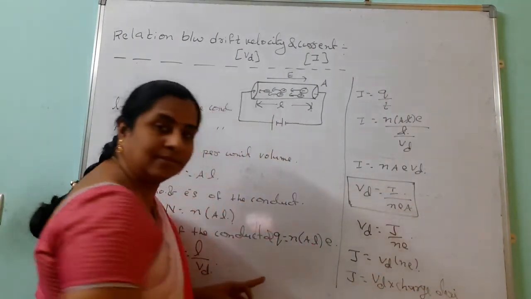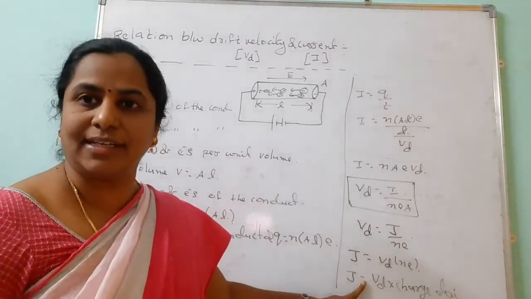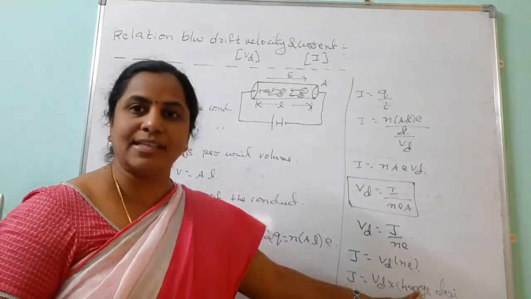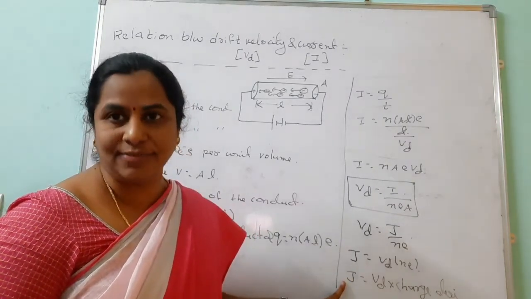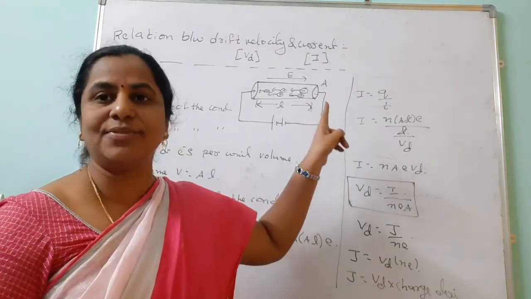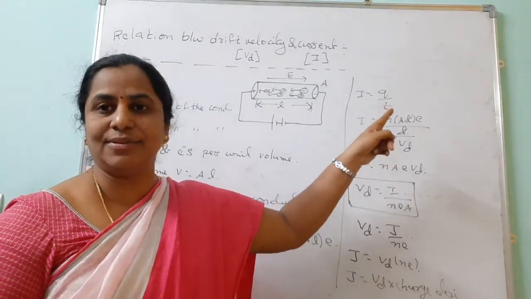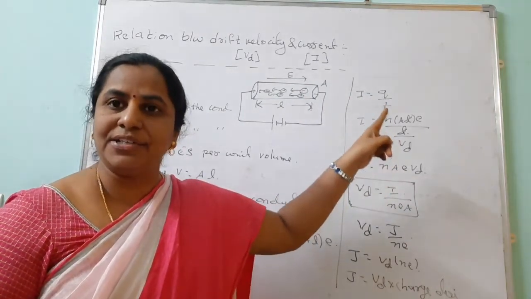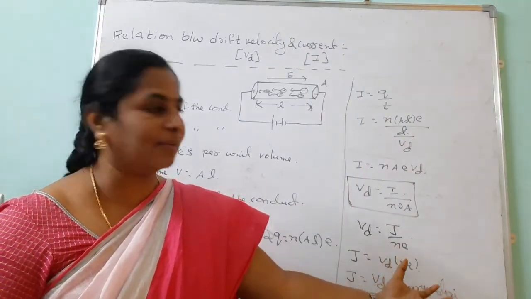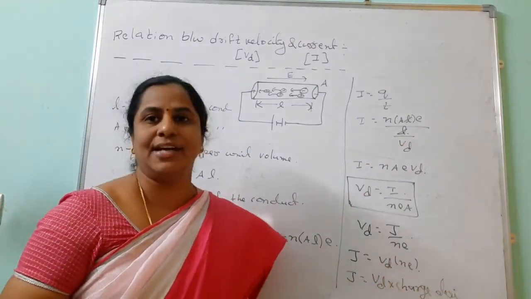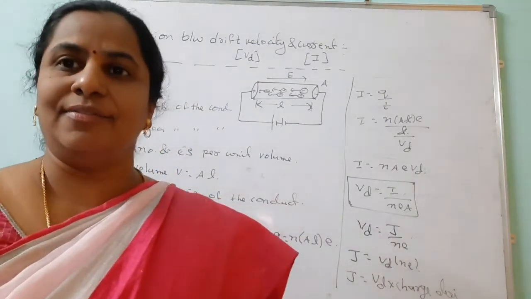You know that velocity is a vector. Vector into scalar also gives a vector. So current density is always a vector quantity. Previously we discussed that current density equals current per unit area, and I mentioned here that it is a vector quantity. Why is it a vector? Because it is the product of velocity and charge density. That's why this is a vector quantity.